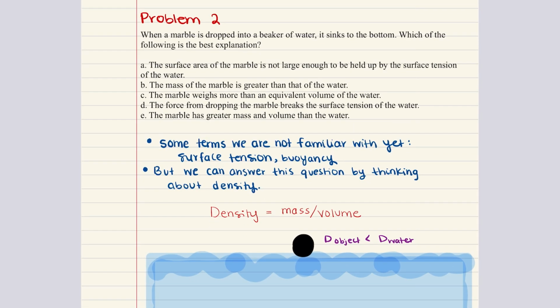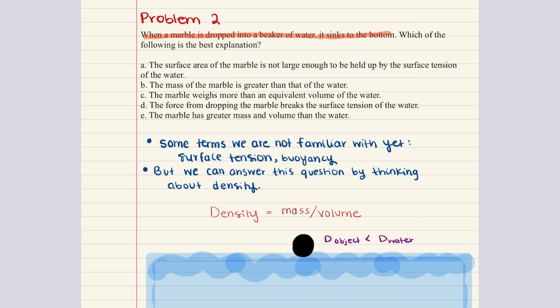Problem number 2 reads, when a marble is dropped into a beaker of water, it sinks to the bottom. Which of the following is the best explanation? A says the surface area of the marble is not large enough to be held up by the surface tension of the water. B says the mass of the marble is greater than that of the water. C says the marble weighs more than an equivalent volume of the water. D says the force from dropping the marble breaks the surface tension of the water. And E says the marble has greater mass and volume than the water.